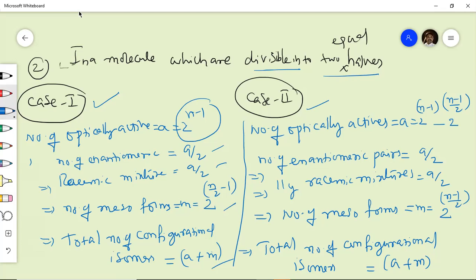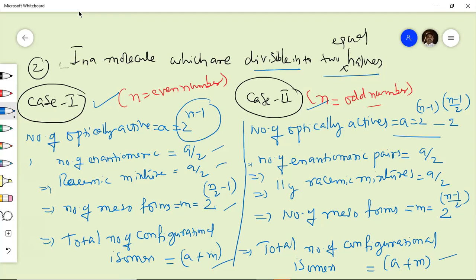And in the other case, the optically active forms are 2 power n minus 1 minus 2 power n minus 1 by 2. What is the difference in the two cases? In the first case, n is an even number. And in the second case, n is an odd number. So this is the difference. And the number of enantiomeric pairs and racemic mixtures is the same. Mesoforms is 2 power n minus 1 by 2. The total number of configurational isomers is A plus M. So A plus M is the formula.